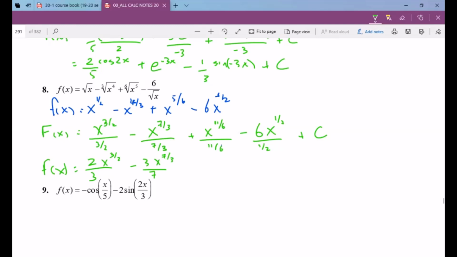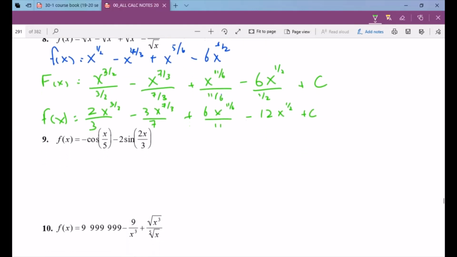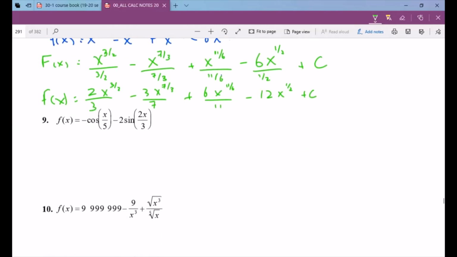We could also express these with radicals. 6 x to the 11/6 over 11, and then minus 12 x to the 1/2. Yeah, we possibly could have expressed those in radical form. When it gets really intricate in there with x to the 7/3, instead of calling it cube root of x to the 7, 6th root of x to the 11, that sort of stuff. I don't know. I think we're okay like this.